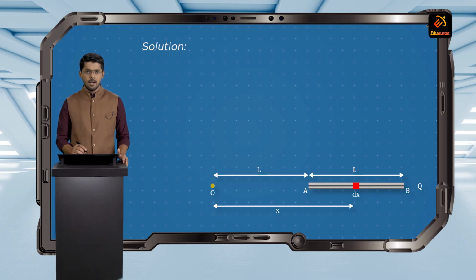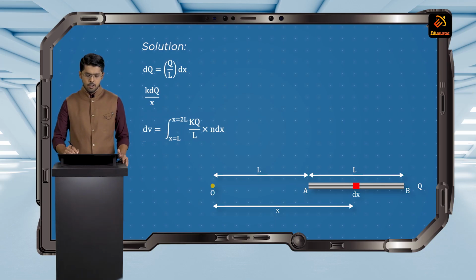And let's try to write the potential due to this small charge. This small charge dq will be equal to the charge per unit length multiplied by the length. And since we are talking about a uniform rod, this will simply be equal to Q upon L multiplied by the length, which is dx. So now the potential at this point will simply be equal to k into dq by x. Let us now substitute the value of dq in this. The small potential dV can be written as k into Q by L into dx by x.